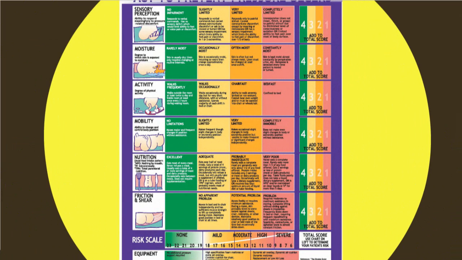Okay, Braden scale. We use the Braden scale to assess skin integrity if there's a risk factor for pressure ulcers. So we'll use this Braden scale for that. And this is how we are going to assess these. We're going to look at their sensory perception. So this is the ability to respond meaningfully to pressure-related discomfort.